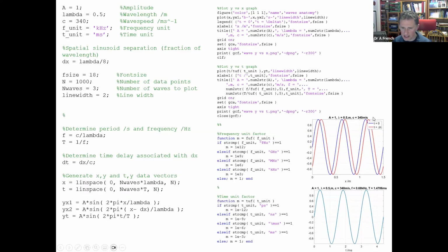So this is a sound wave going at 340 meters per second. It's got a wavelength of 0.5 of a meter, and its amplitude is 1 in whatever unit I pick, which could be volts, for example.